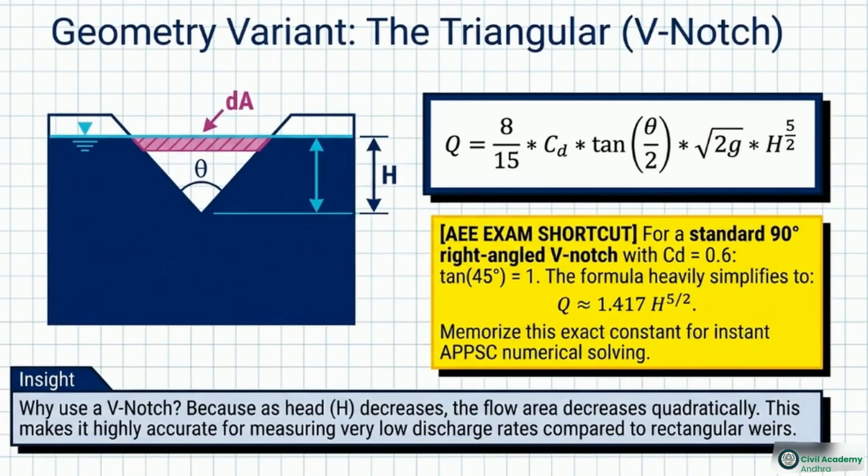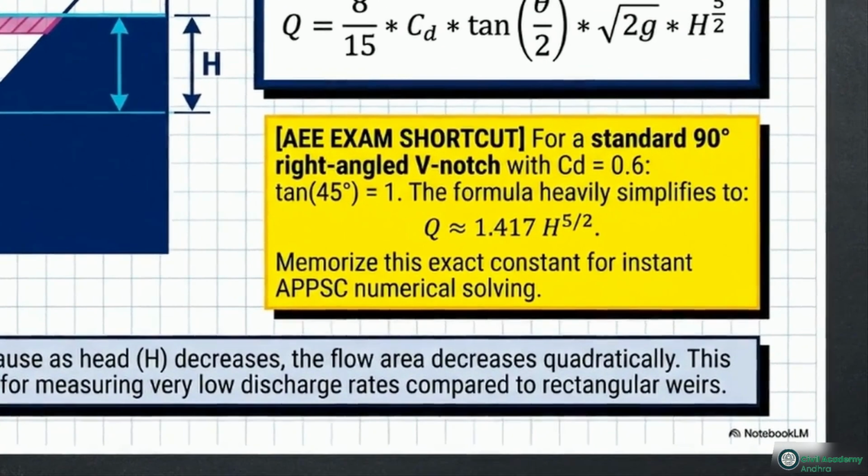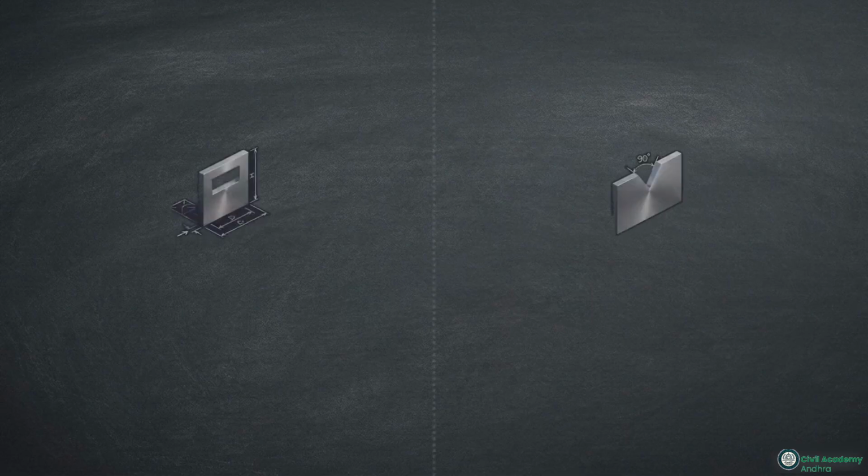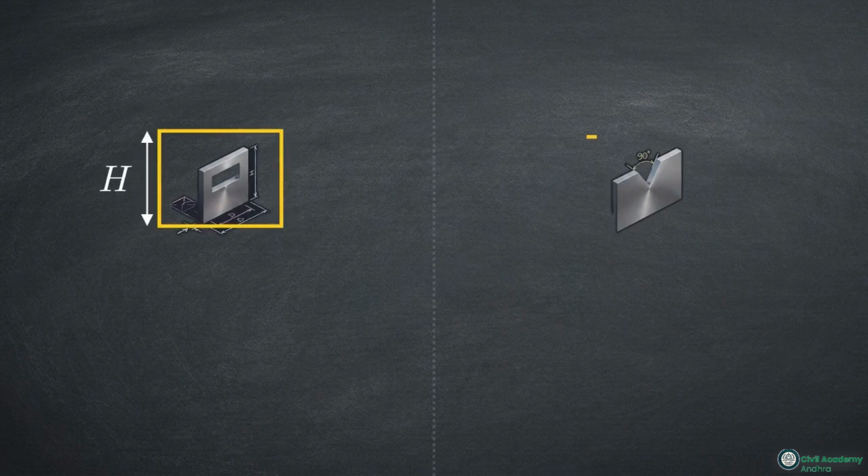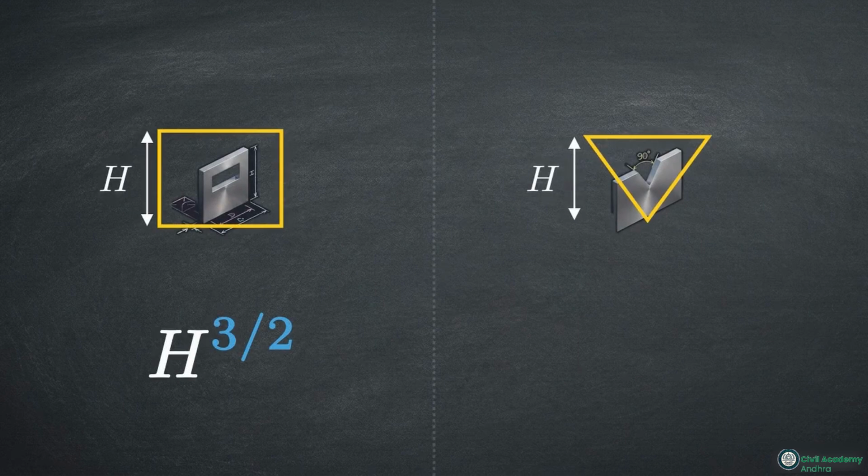The yellow box shows a crucial APPSC exam shortcut. For a standard 90-degree right-angled V-notch with a coefficient of discharge at 0.6, the entire formula collapses down to a single constant. Q equals 1.417 times h to the 5/2 power. When you read a weir numerical, your very first step is checking the shape. That tells you if you're working with a 3/2 power for rectangles or a 5/2 power for triangles.